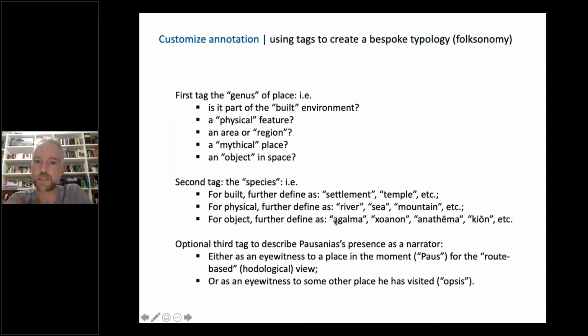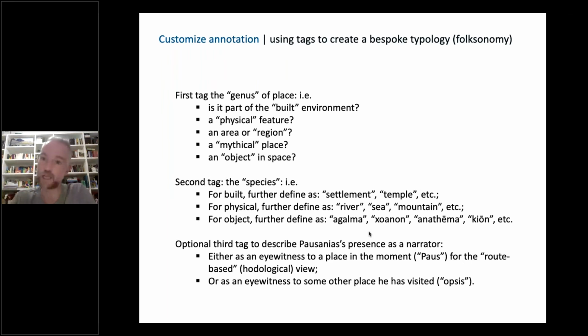Secondly, what more can you say about that? Is it a settlement, a temple? Is it an agalma, Xoanon? Trying to again use the vocabulary that the author himself uses. And then I think potentially of great interest, particularly thinking of those network-like looking graphs that Hutton was producing by hand, is thinking about Pausanias' movement through space. And this is Brady's idea, actually, was to use an additional tag, which we remark Paus, to indicate if Pausanias is talking about the monument in front of him and then moving from that monument to another.